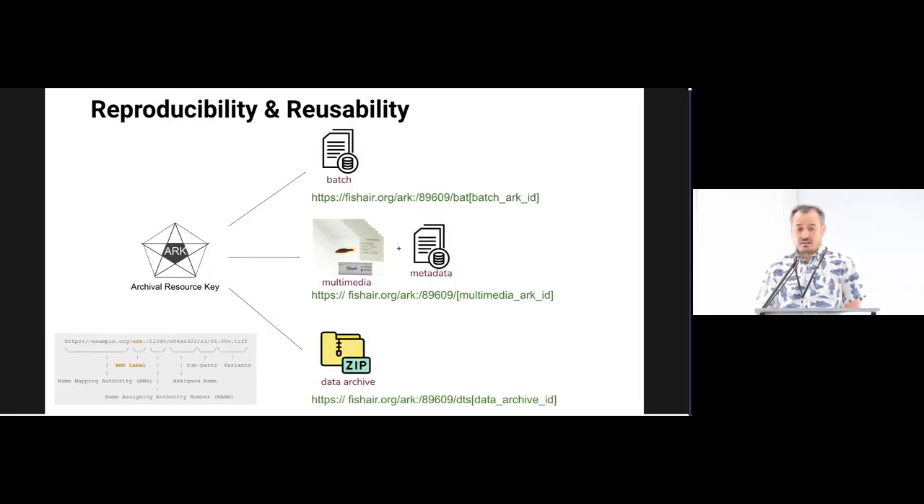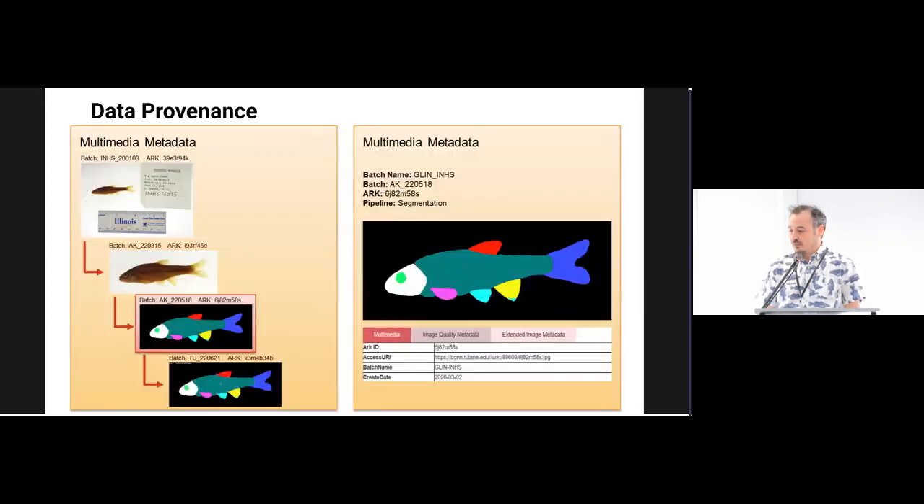And we use ARK ID, archival resource key, for identifying each multimedia object, and also for identifying different batches that are coming from the museums or from the pipelines. Once you download a data archive, you will receive an ARK ID, as all the zip archives have ARK IDs, so that we provide reproducibility and reusability of the data this way.